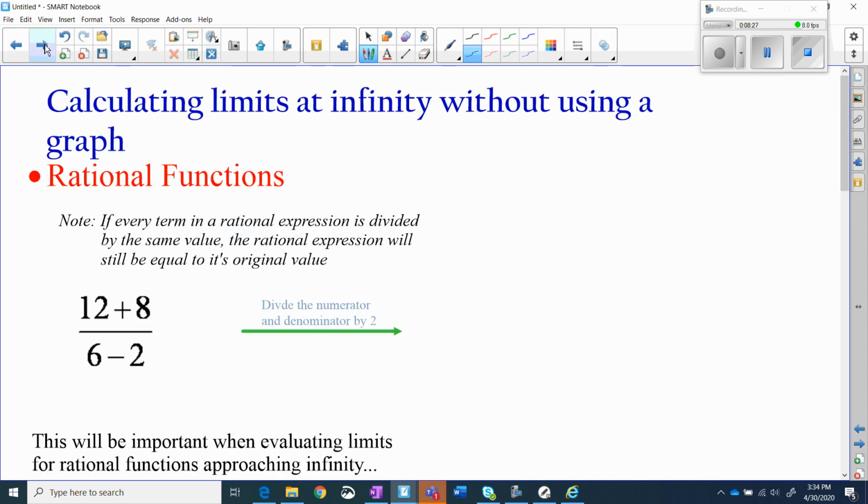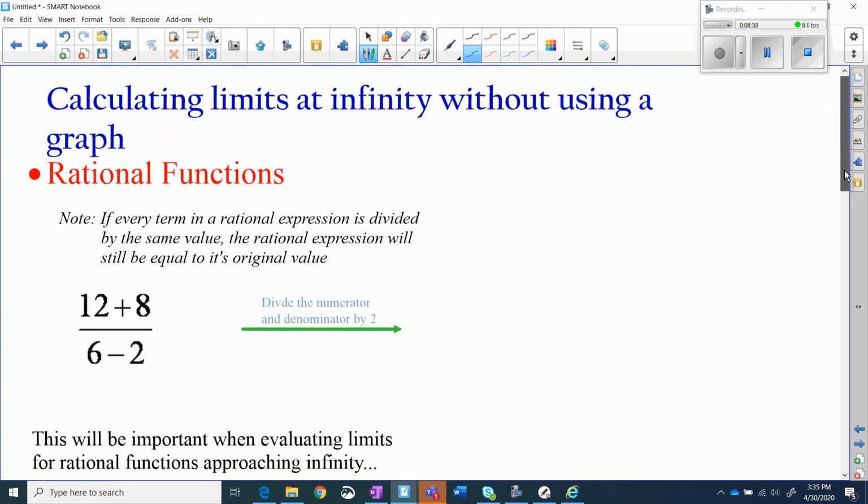Okay, so we'll come back to that scenario in a second, but I'm going to look at the first type of limits at infinity we want you to be able to evaluate, and they are involving rational functions. Rational functions is a fancy math word for fraction.